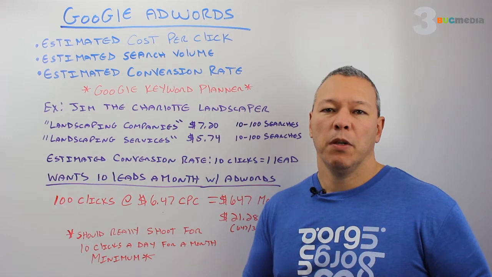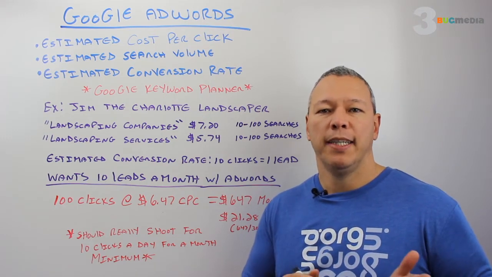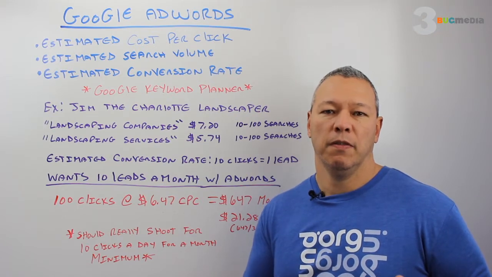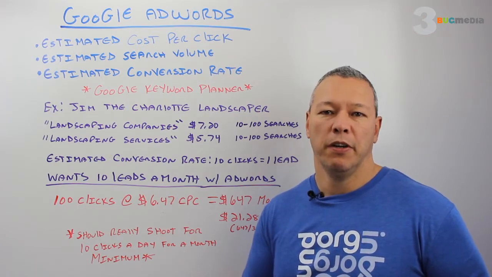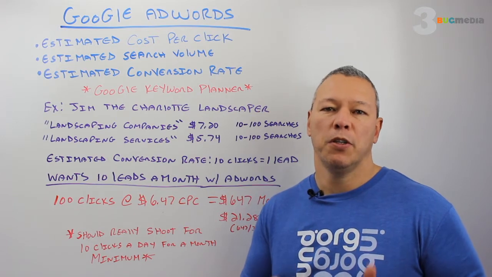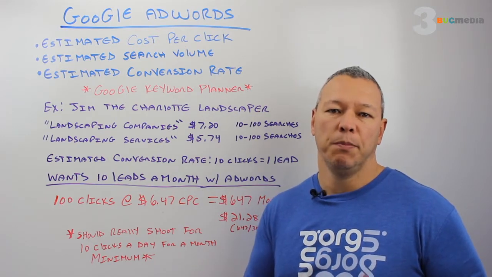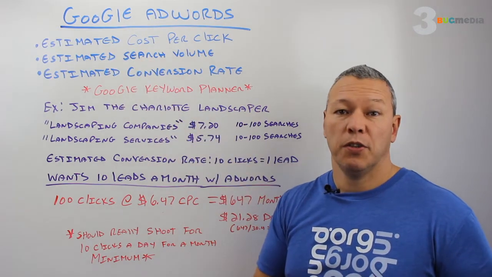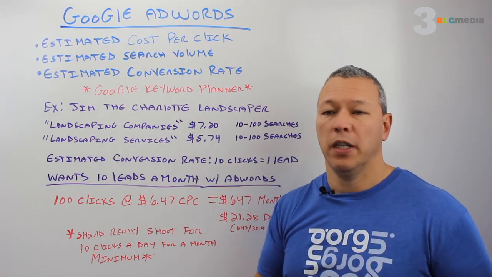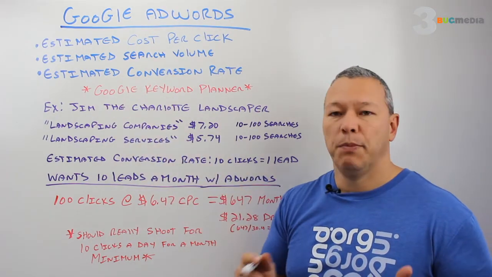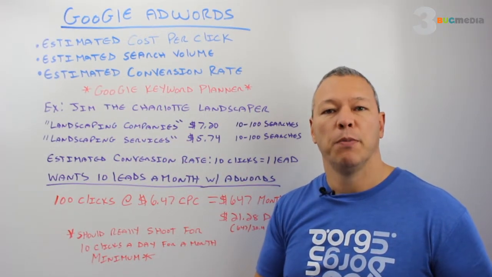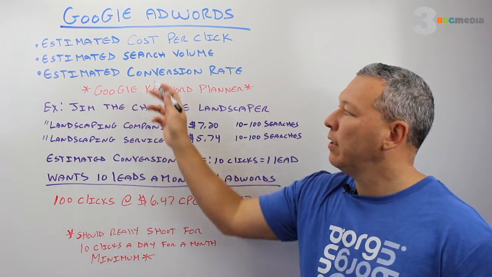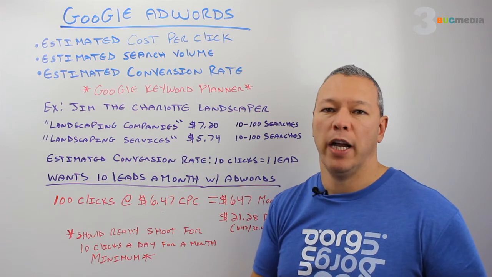The question that you probably really want answered is, how much do I need to spend on AdWords in order to run a successful campaign? And that's what we're going to cover here today. In order to determine what the budget should be, we need some pieces of information. We need our estimated cost per click for the keywords that you're going to be targeting. We need the estimated search volume for those keywords to make sure we're getting enough volume to generate enough clicks for your campaign. And we need to know an estimated conversion rate.